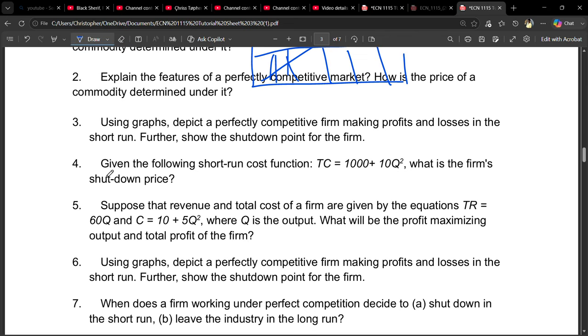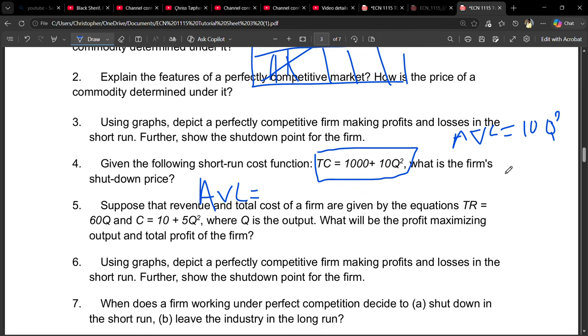Okay, so question 4 is saying given the following short run cost function. So I've been given this: total cost function is equals to 1000 plus 10q power 2. What is the firm's shutdown price? So how do you find the shutdown price you've been given? Remember, the shutdown price is going to be at the minimum of the AVC. So you have to know what the AVC here is. So you first get the average variable cost, which is 10q squared. So you differentiate it, you divide it by q.